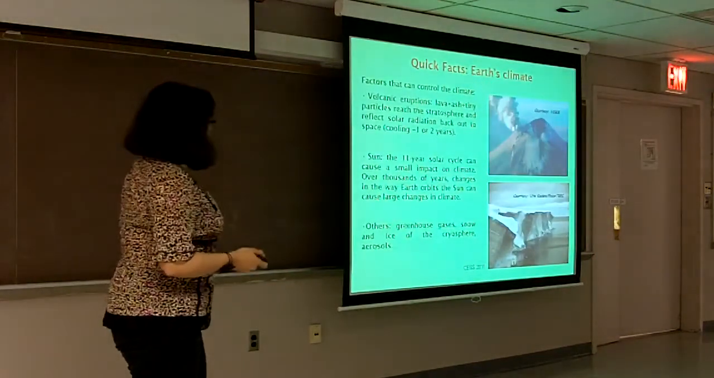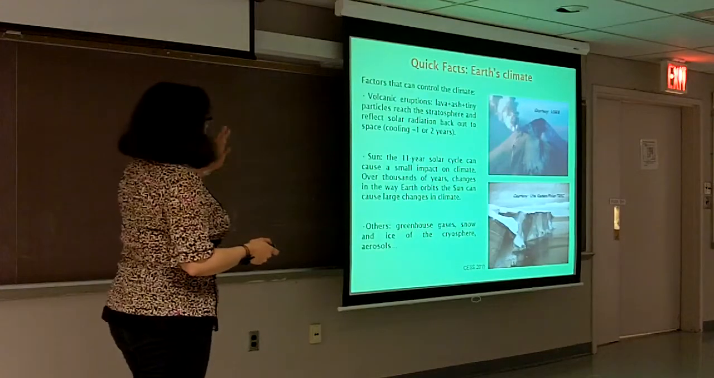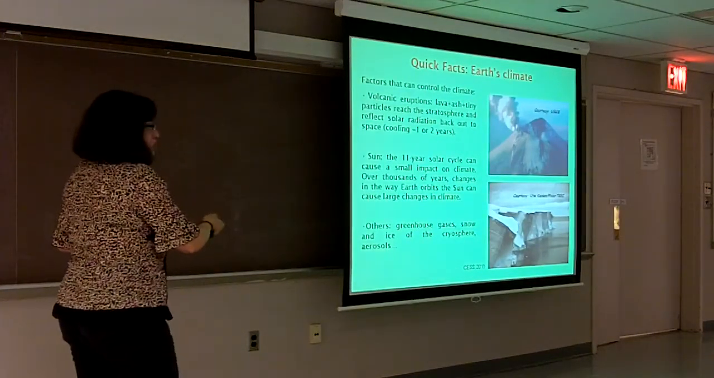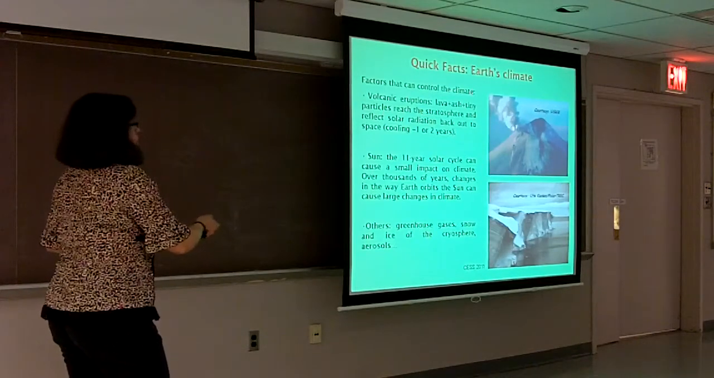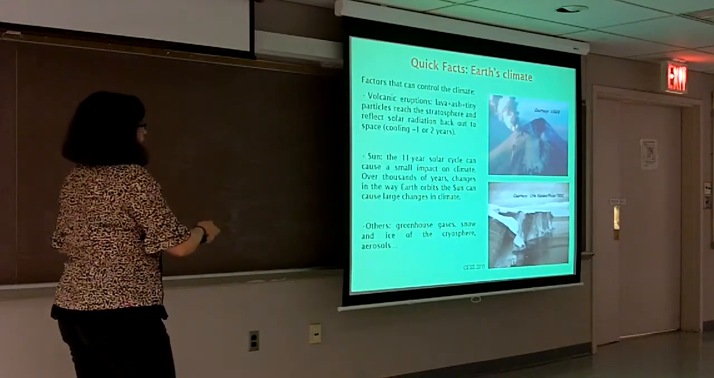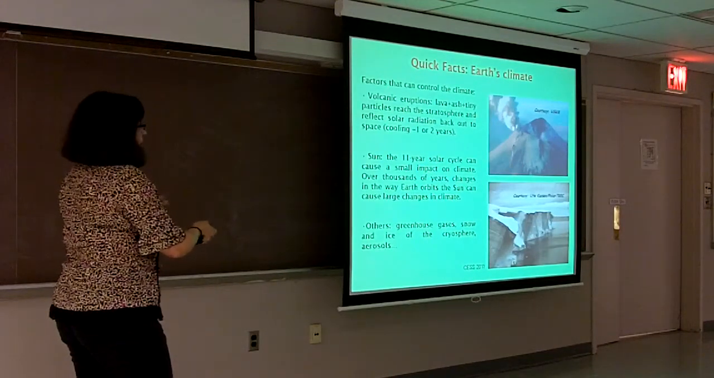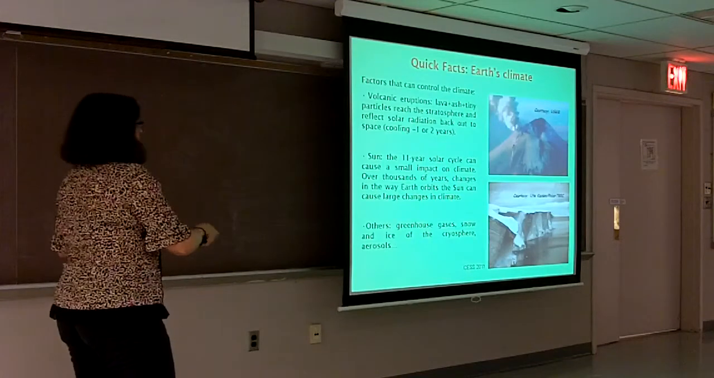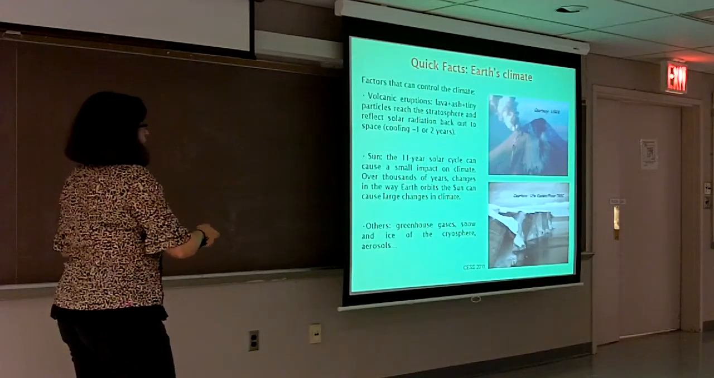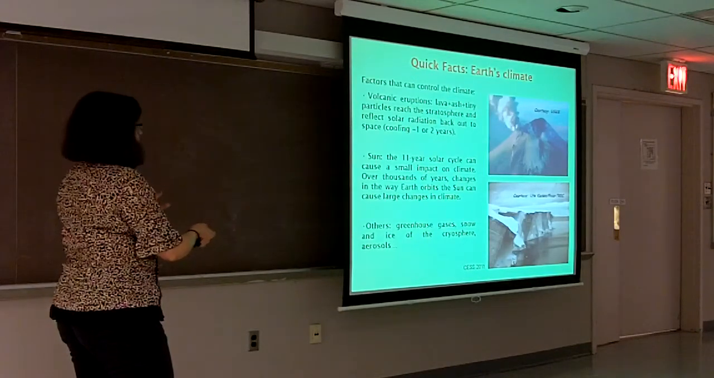So what about the Earth's climate? Well, we have some factors that can control the Earth's climate. For example, the volcanic eruptions: the lava plus the ash and the tiny particles reach the stratosphere, and that kind of particles reflect solar radiation back out to space. That implies a general cooling on Earth for about 1 to 2 years. So this is a possible implication of that.